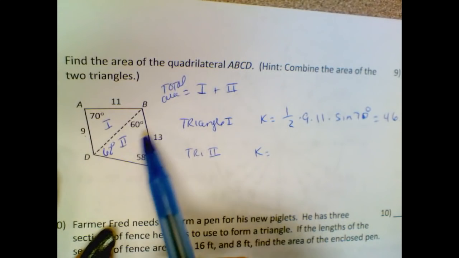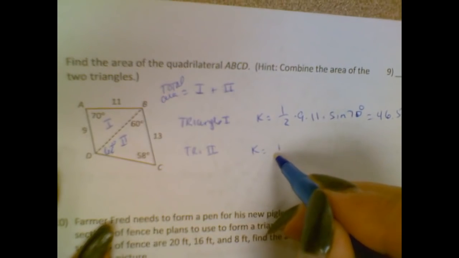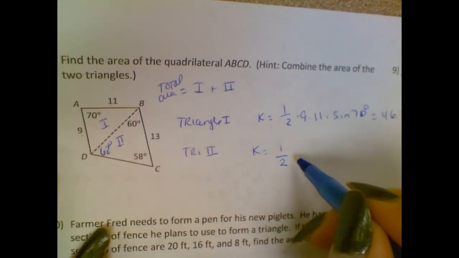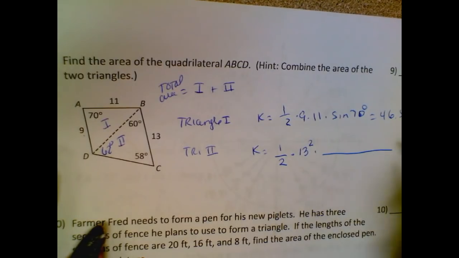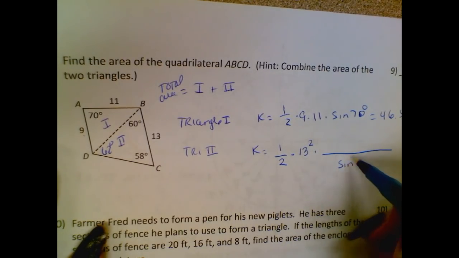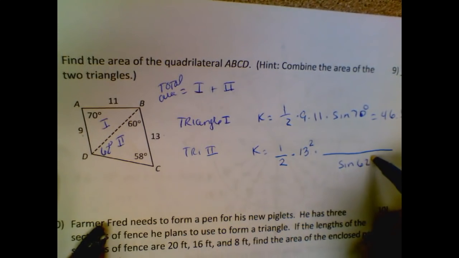Okay, now that we know, basically you know all 3 angles and a side. So the formula on the back is going to say 1/2 times the side squared. That's 13 squared. And then you always divide by sine of the angle across from 13, which is 62. That one goes on the bottom.